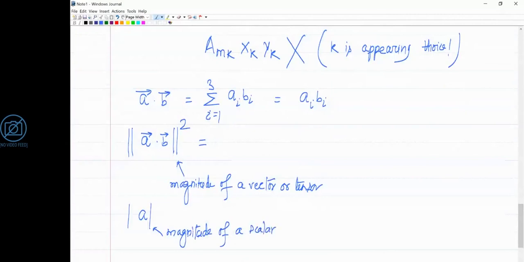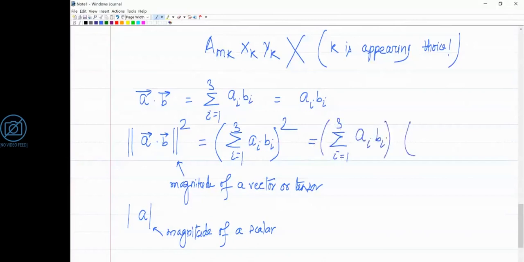Okay, now let us try to write down this A dot B magnitude square in summation convention. So how would we have done it in the usual way? It would have been summation over I equal to 1 to 3 AIBI and then whole square, isn't it? Now somebody could also think that I can write this as summation over I equal to 1 to 3 AIBI into another summation over I equal to 1 to 3 AIBI, correct?